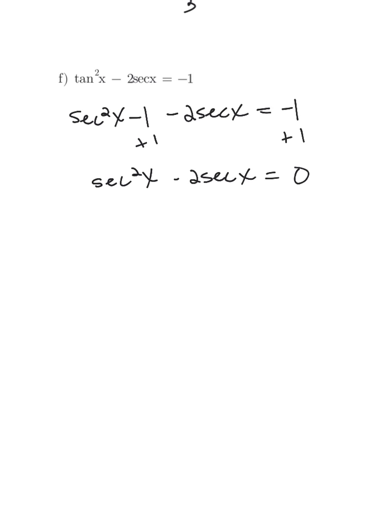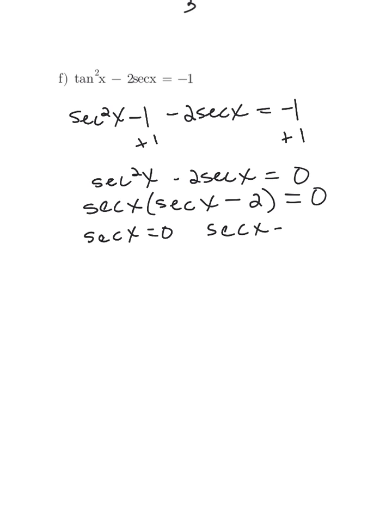Well, we can factor out a secant here. So we will factor out secant and then take secant squared divided by secant, and that will leave us with secant of x, minus 2 secant of x divided by secant of x. You'll be left with the 2 equals 0. Set each of those pieces equal to 0. So you will have secant of x equals 0 and secant of x minus 2 equals 0. So we've got two things to solve here.